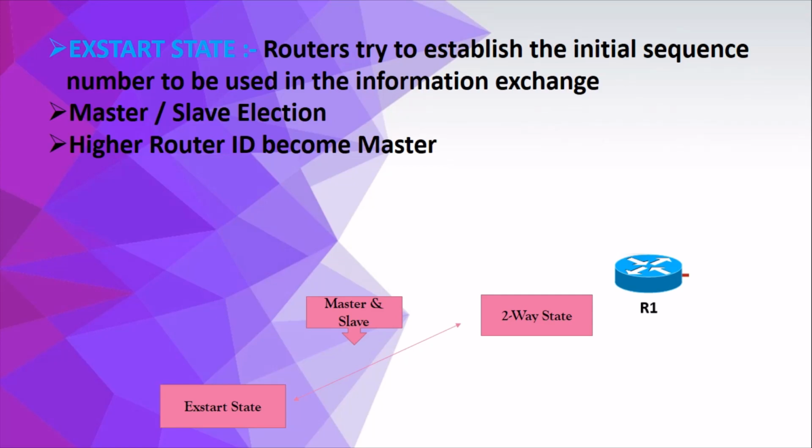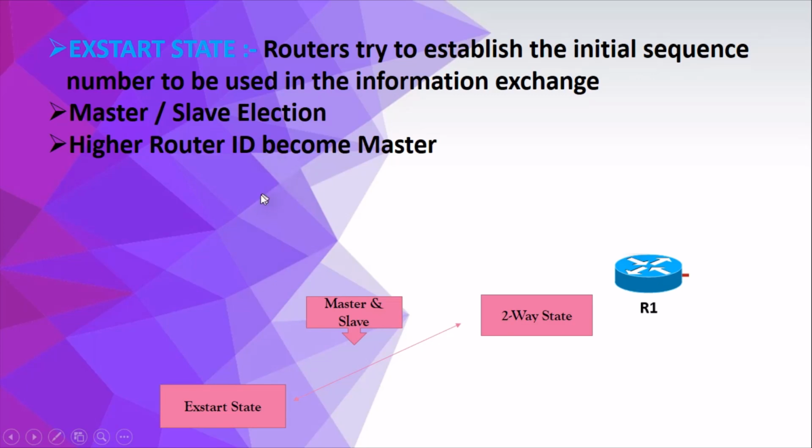Okay, the next state is the exstart state. After the two-way state, where the DR/BDR election happens, in the exstart state the master and slave election will happen. This is also a high possibility from the interview point of view, they will ask in which state the master and slave election happens. The answer is exstart.